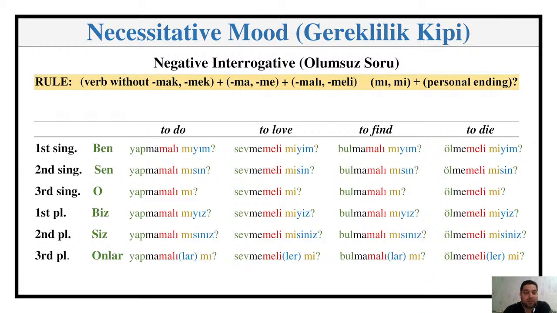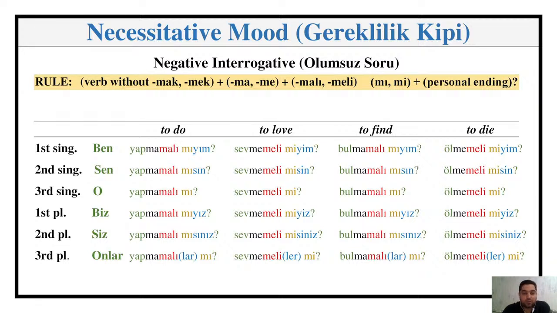Second person singular, sen yapmamalı mısın, sevmemeli misin, bulmamalı mısın, and ölmemeli misin? The third person singular, o yapmamalı mı, sevmemeli mi, bulmamalı mı, and ölmemeli mi? First person plural, biz yapmamalı mıyız, sevmemeli miyiz, bulmamalı mıyız, and ölmemeli miyiz?